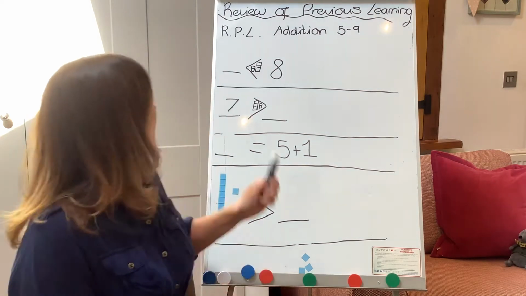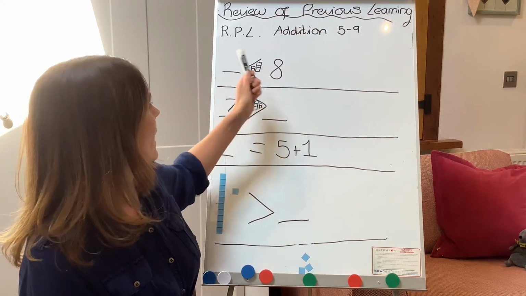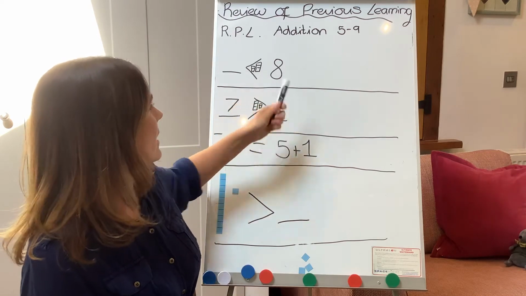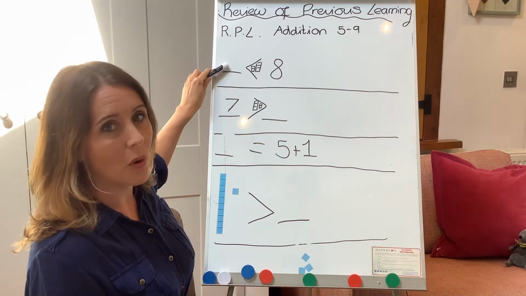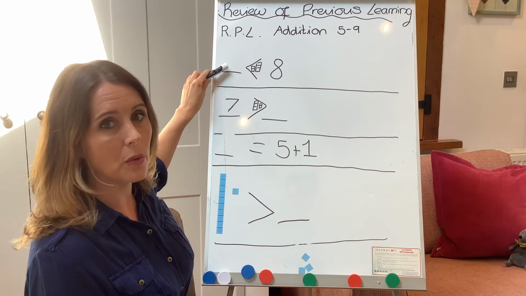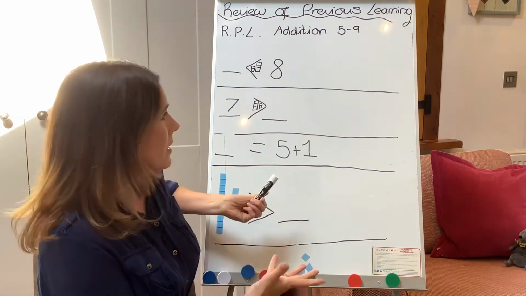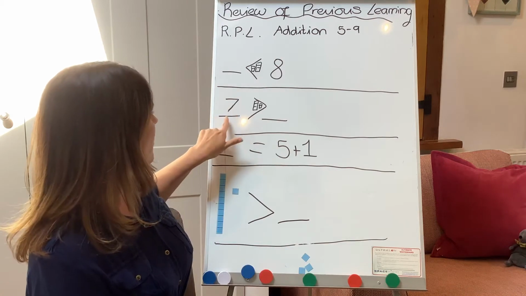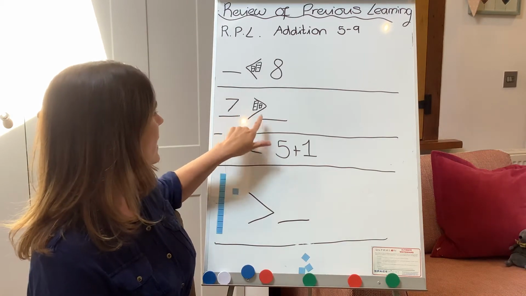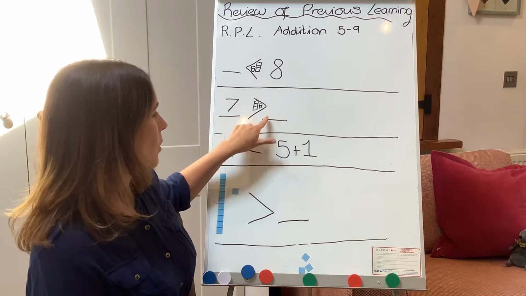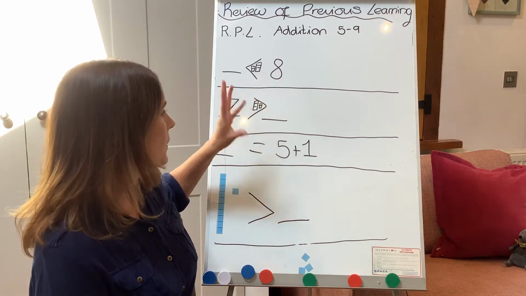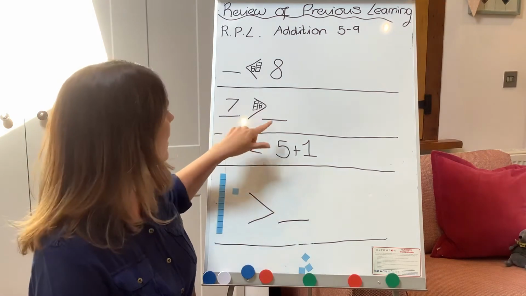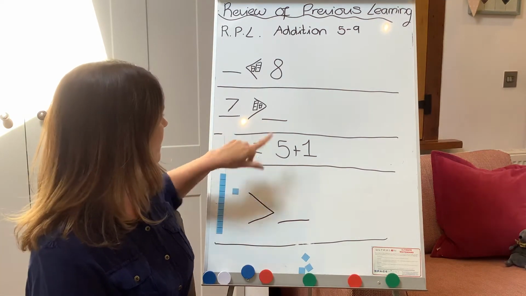Okay, so this one, what could be here? This is less than 8. So this could be 7, 5, 6, 4, 3, 2, 1 or 0. Or it could be a decimal number. Here we've got 7 is greater than this number. So what could come here? It could be 6, 5, 4, 3, 2, 1, 0. You could have 6.5 if you were looking at a decimal number.